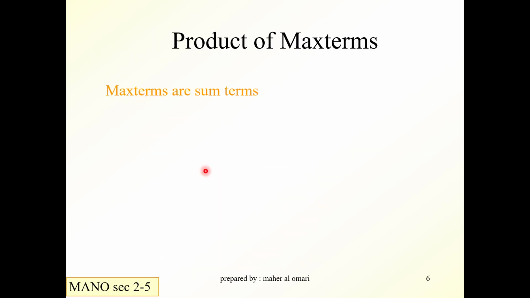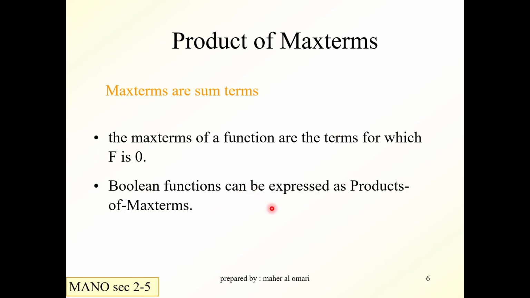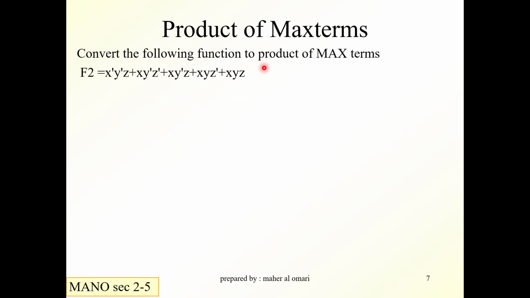Max terms are sum terms. The max terms for the function are the terms for which the function is equal to 0. Boolean functions can be expressed as a product of max terms. Convert the following function to a product of max terms. This is put in canonical sum of products, sum of minterms. F2 is equal to the sum of minterms 1, 4, 5, 6, and 7.